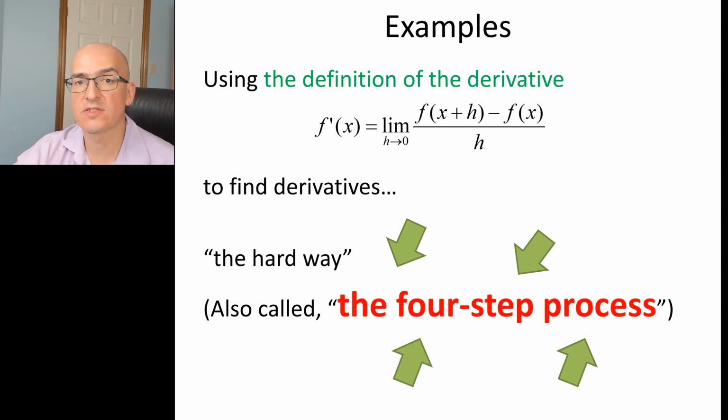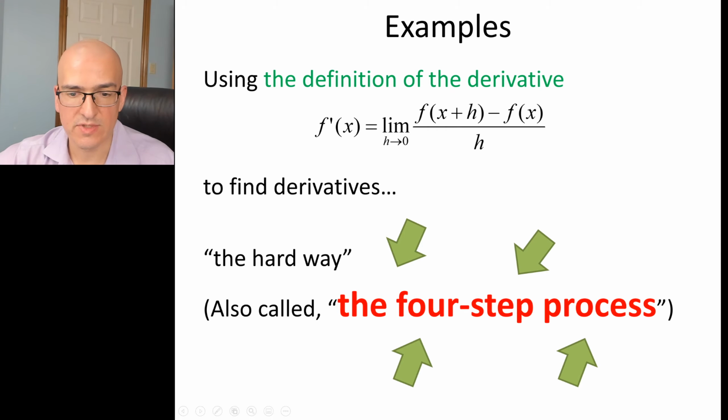So whenever you're asked to use the 4-step process or use the definition of the derivative to solve problems, you have to use this definition to find f prime of x. Limit as h approaches 0 of f of x plus h minus f of x all over h. I'll start the next video with an example for doing this type of a calculation.